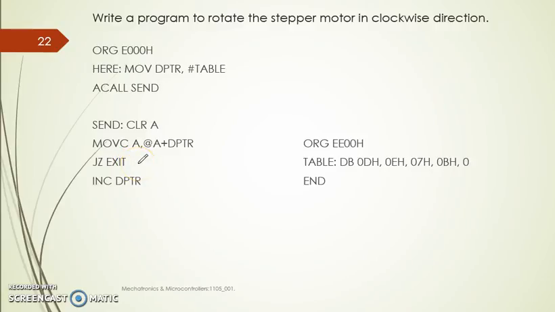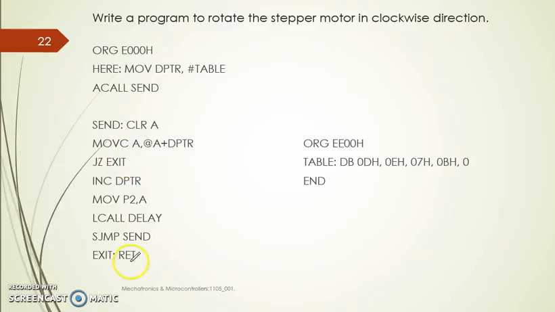If it is 0, I have completed, so I have to exit out of this routine. If not, increment the DPTR to point to the next code. Send the data through port 2. We're assuming that the stepper motor is connected to port 2. Call a delay and then repeat the process.